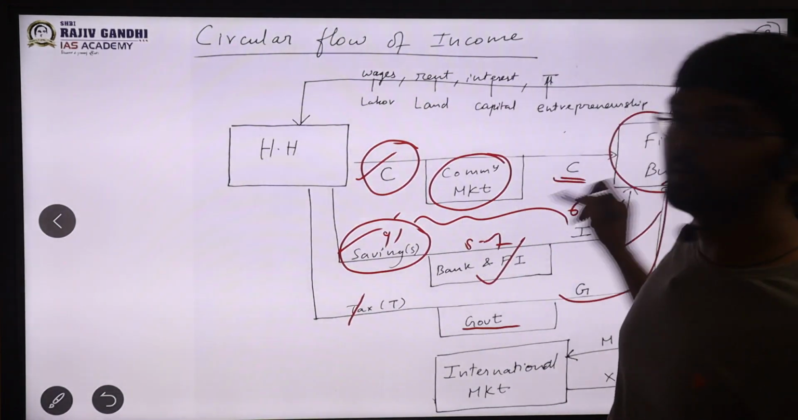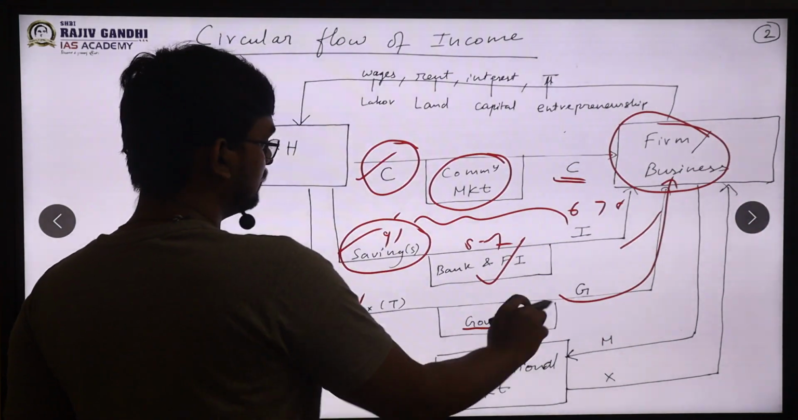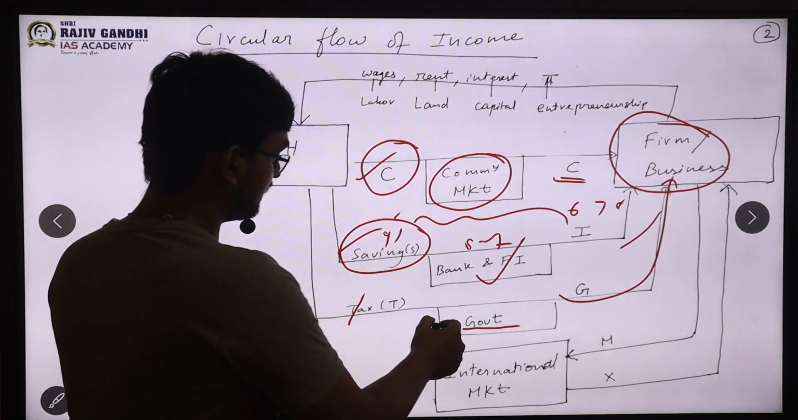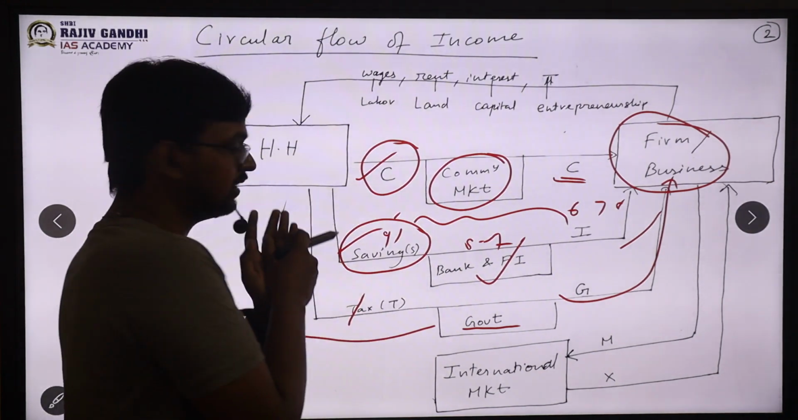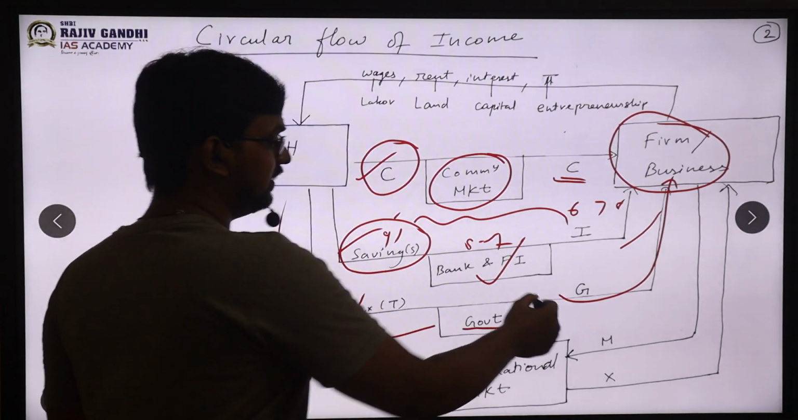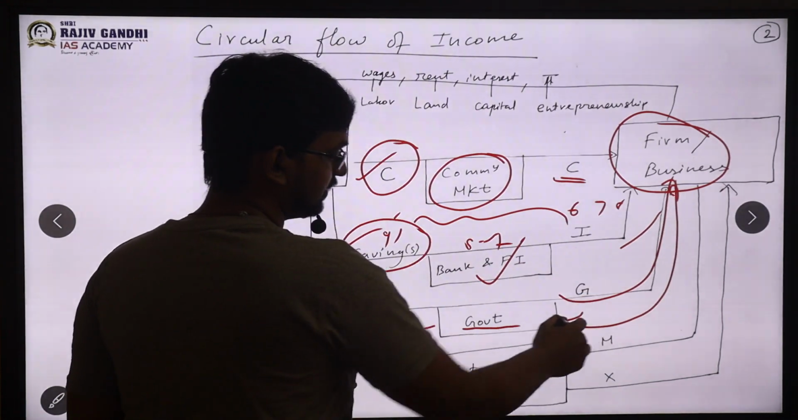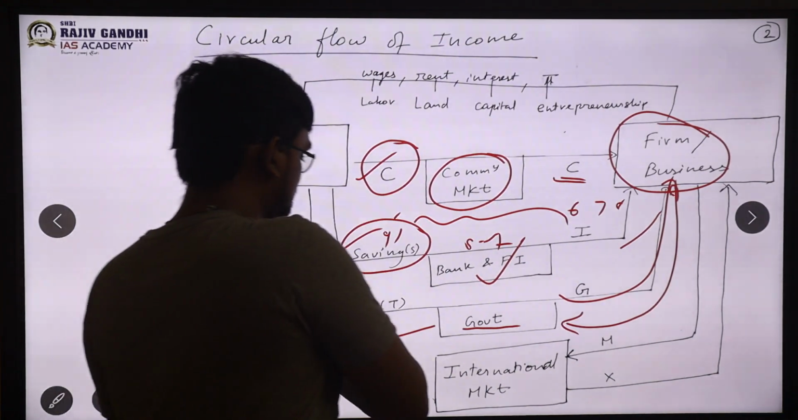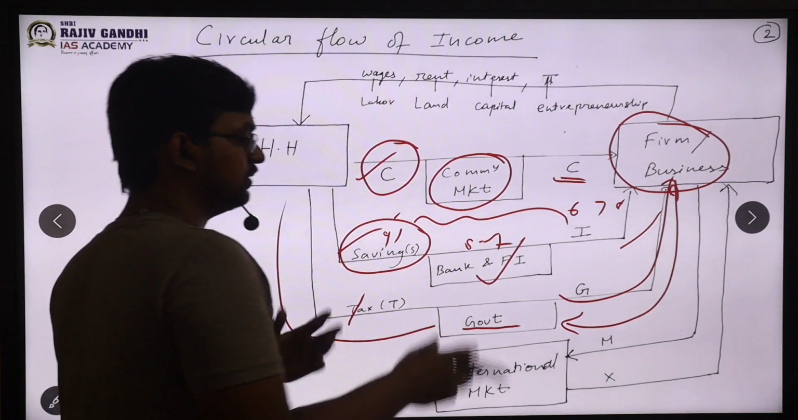In reality, taxes are paid both by firms and households. Similarly, in government expenditure, for example MGNREGA, the government itself gives money to households, and similarly subsidies. So the government is giving to them and also taking from them. It's a two-way process, but for simplicity's sake, I'm saying households will pay the tax and the government will spend on benefiting the business. This is to ensure simplicity.